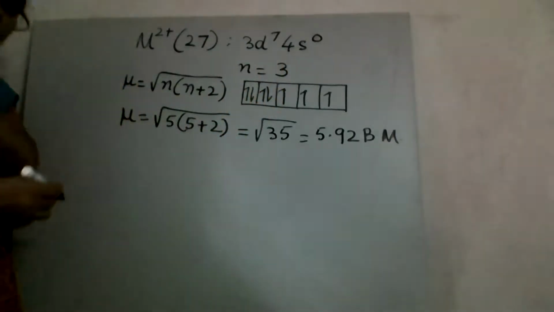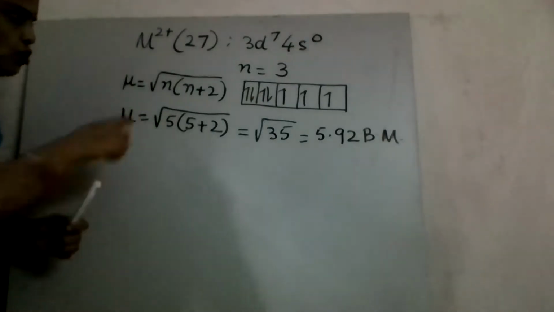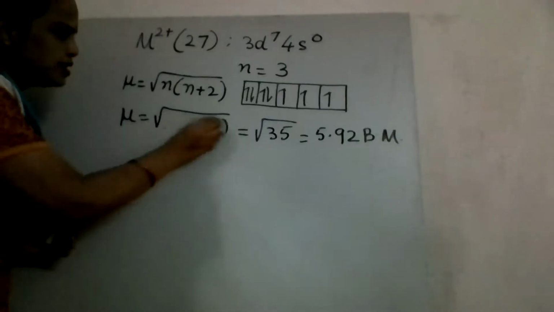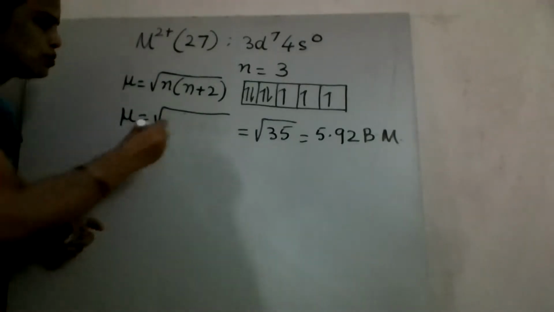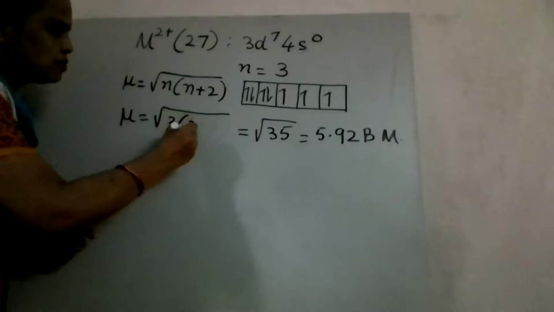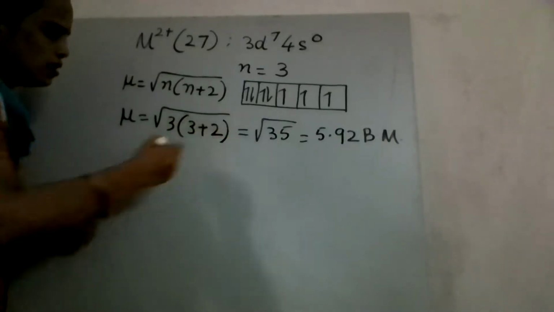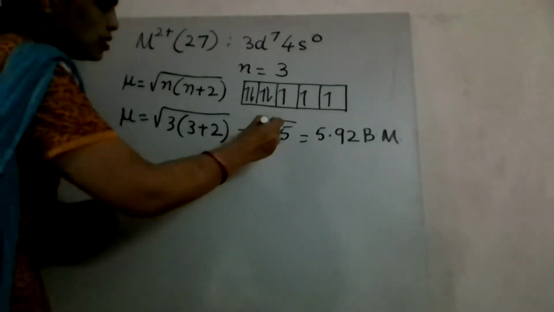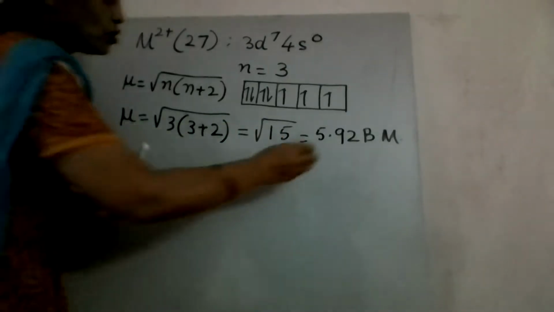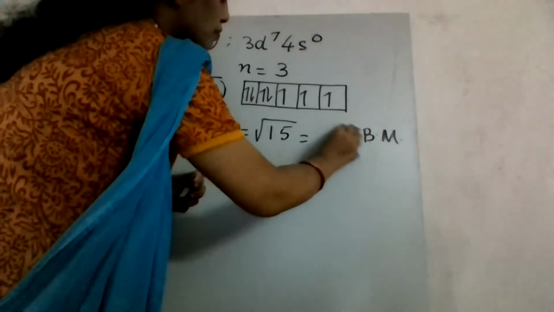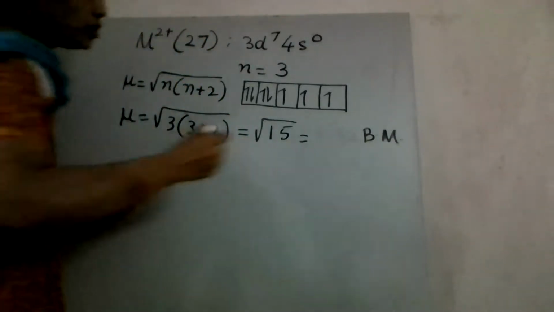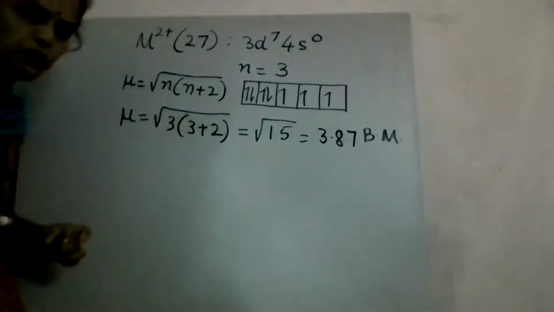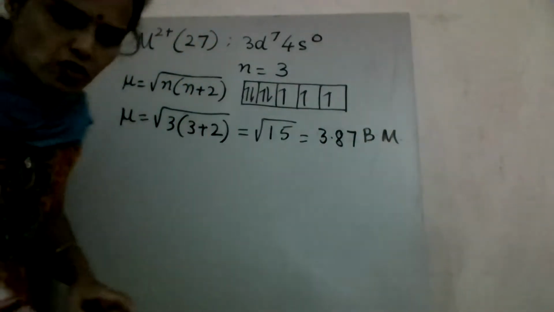So put in the formula, mu equals root over n into n plus 2, and put the value of n there. It is 3 into 3 plus 2, that is root over 15. And this value comes out to be 3.87 Bohr magneton, almost 3.9. So this is how you will calculate.